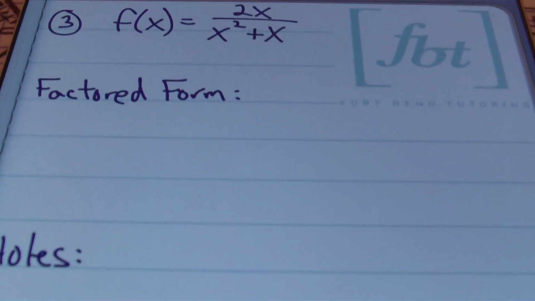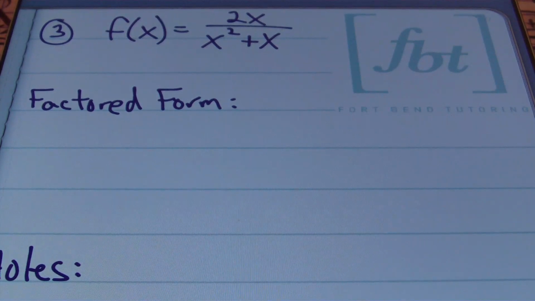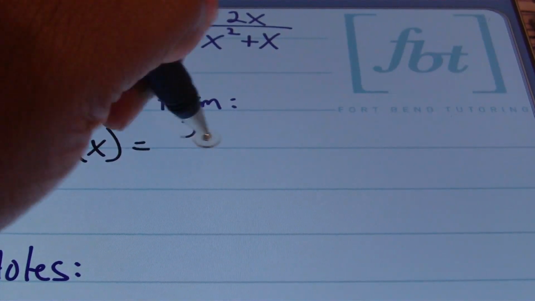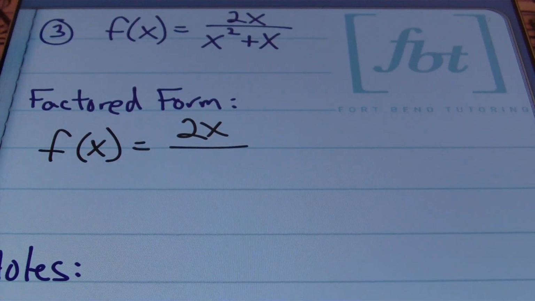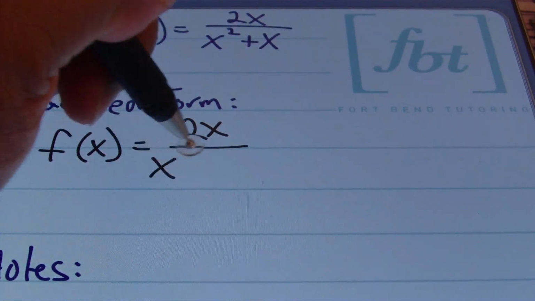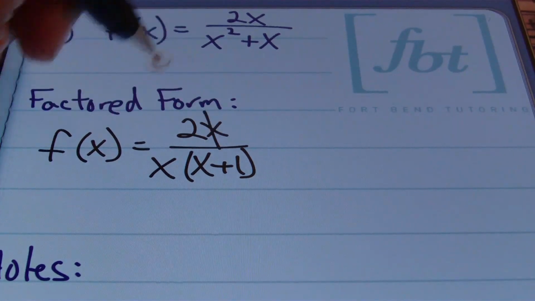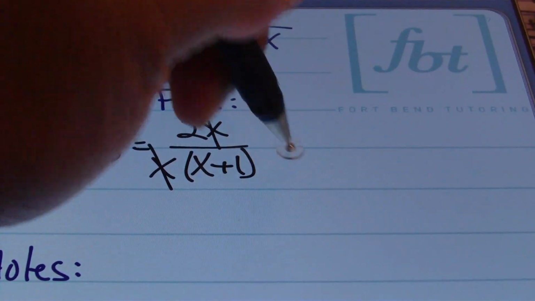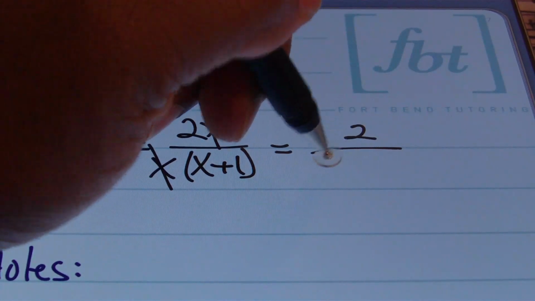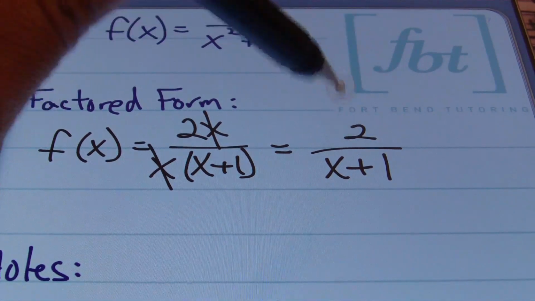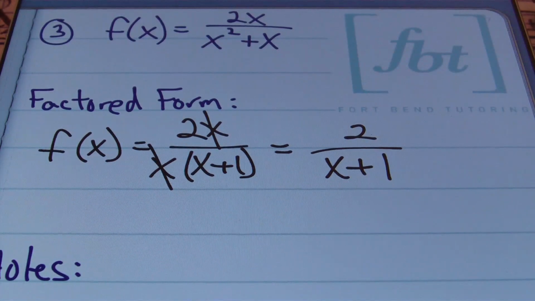All right, continuing on. We have problem number 3. We have f of x equals 2x divided by x squared plus x. In its factored form, we're going to rewrite it as f of x equals 2x divided by, and then I have a GCF of x in the denominator, factor that out. We'll have x times (x plus 1). Notice that we can cancel out the x's. This will simplify to give us a result of 2 divided by (x plus 1). So this is the simplified form of our rational function.